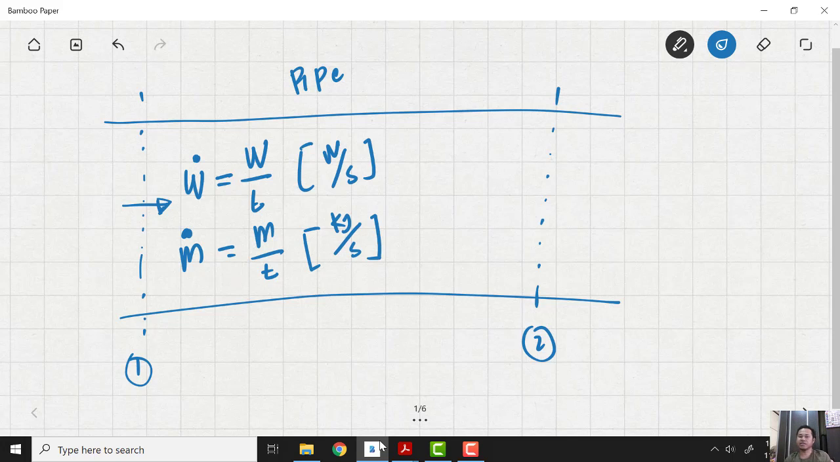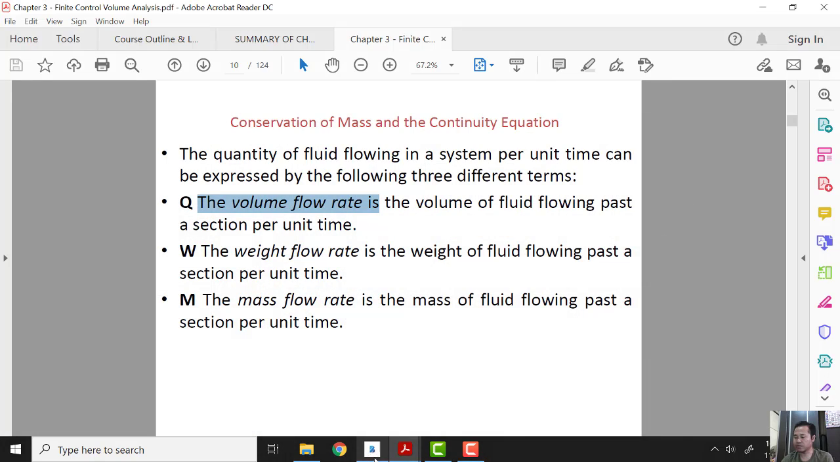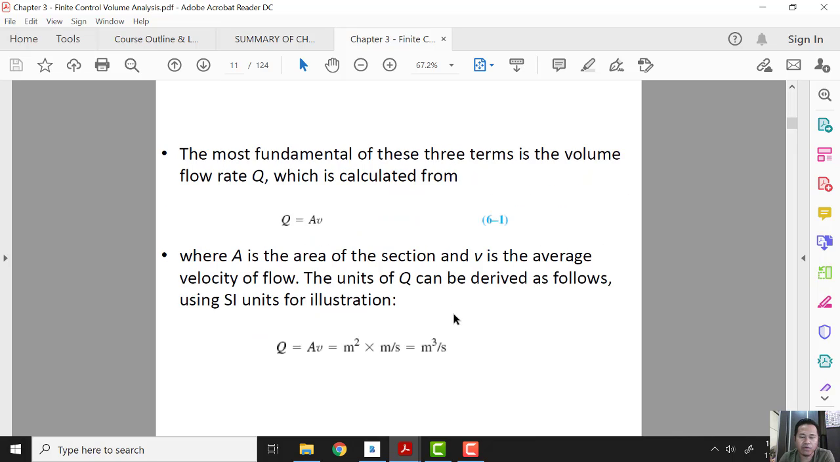This is conservation of mass and the continuity equation. So you have three: first of all is Q, secondly is W, and lastly is m. Q is the representation for the volume flow rate, W is the weight flow rate, and m is the mass flow rate. Now, what is the equation?